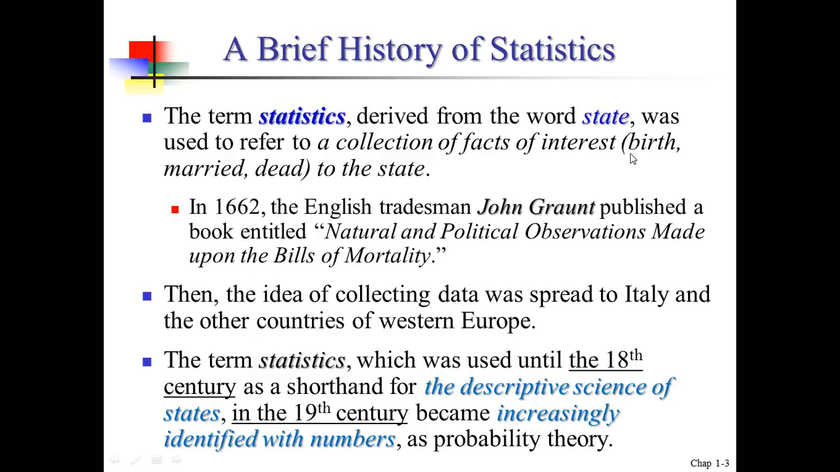But however, based on this, statistics was used by English tradesman John Graunt, and he published a book titled Natural and Political Observations Made upon the Bills of Mortality. Then the idea of collecting data spread to Italy, not only England, and to other European countries. Statistics was used until the 18th century as a shorthand for the descriptive science of states. So the term statistics was developed from generation to generation to describe the changing development of society.